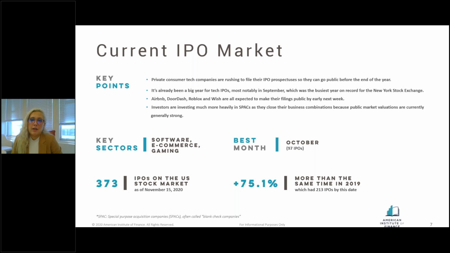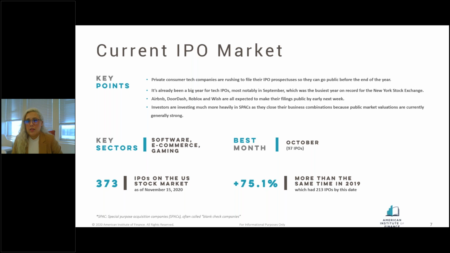They're very popular nowadays, also because they've been closing business combinations, or M&A, since public market valuations are fairly strong right now. Some key sectors are software, e-commerce, and gaming. And so far, we had the best month of the year in October, with 97 IPOs in the US market.